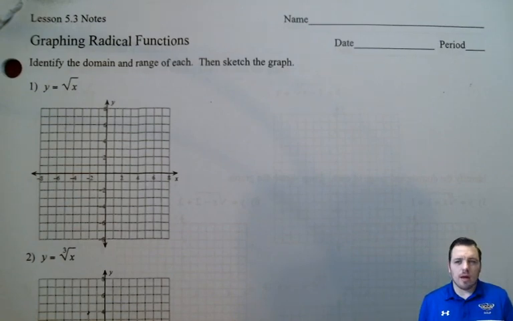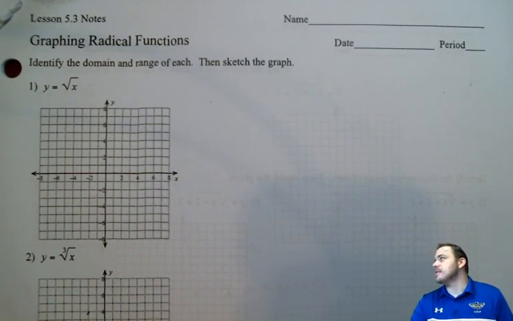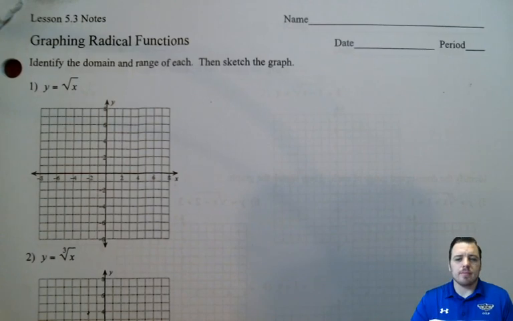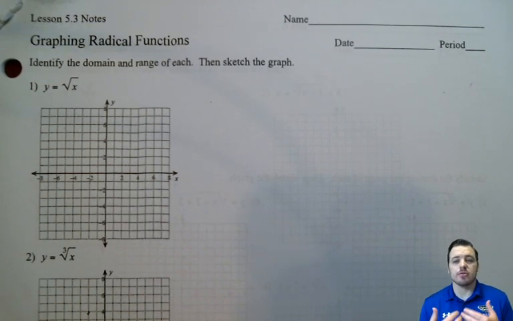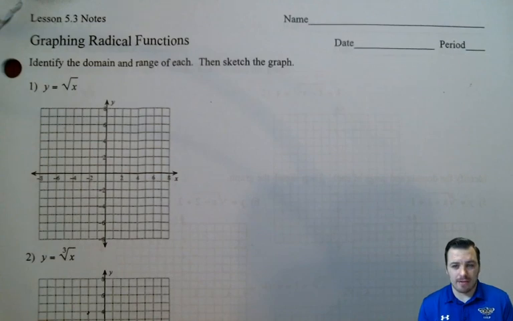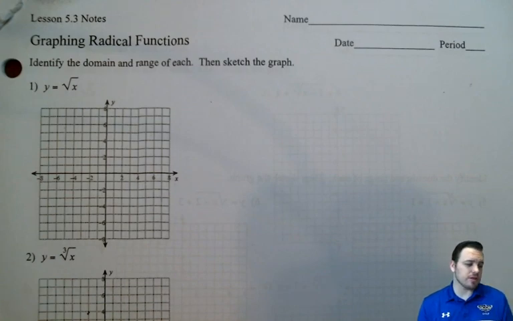All of this is about radicals. Lesson 5.1 was all about radicals, and lesson 5.2 is all about radicals. So now we go to what the radical looks like on the graph. 5.1 was going from radical form to exponential form. 5.2, which is what we just did, was multiplying and dividing with radicals. Now we go to the graph of radicals.